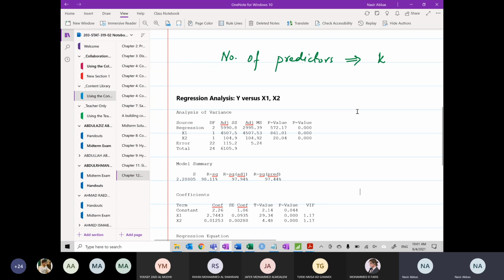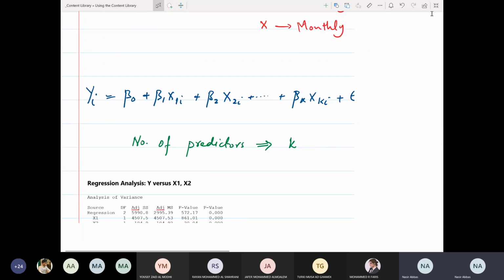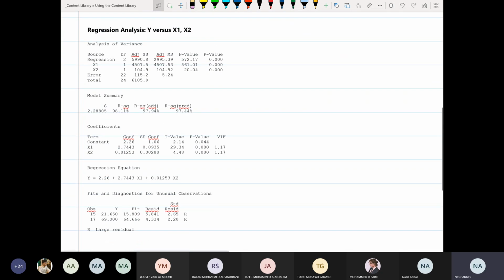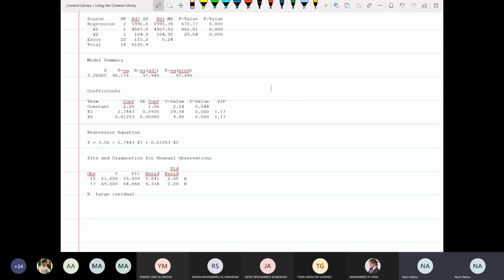So this will be what is going to be given to you in exam. So let us start with this thing. In this output, what I'm going to explain first is this coefficient part. That's the easiest thing.